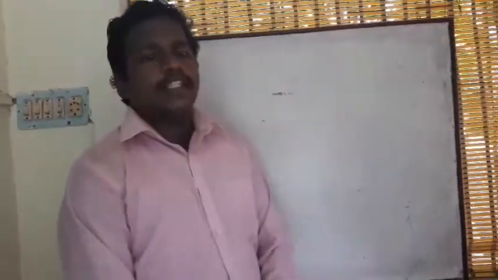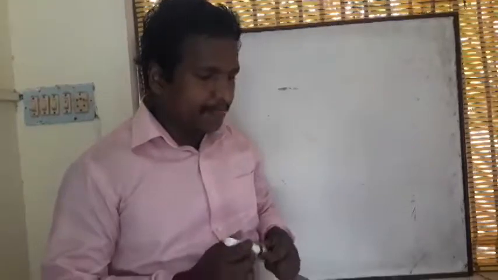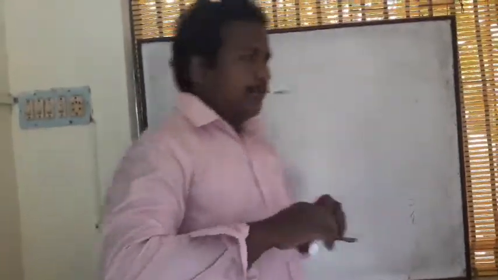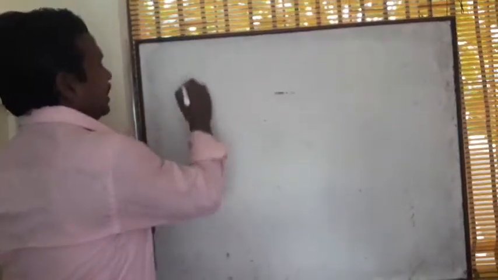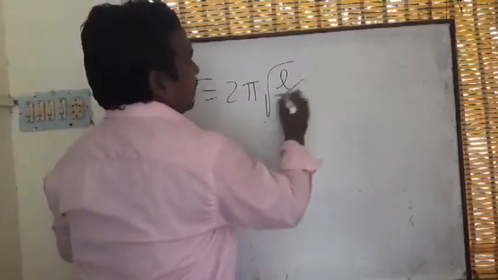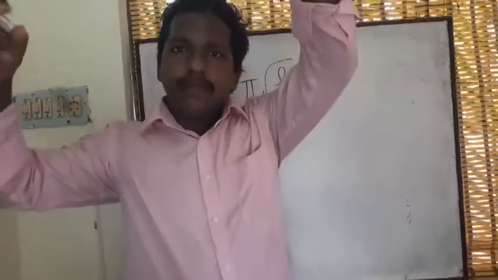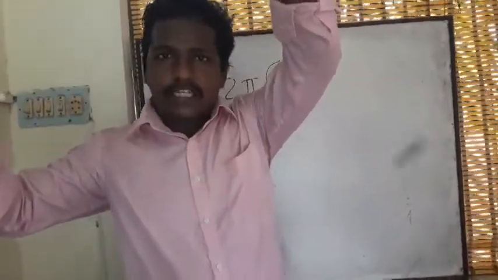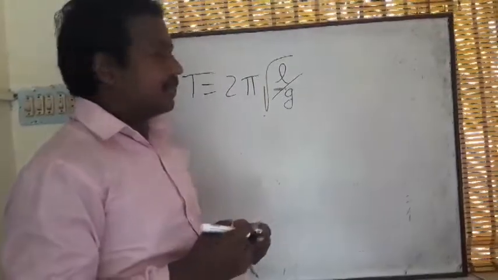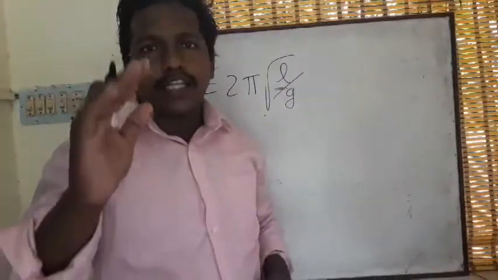Hello friends, in this video I am going to show you how to find the acceleration due to gravity. In a simple pendulum, the time period T is equal to 2 pi root of L by G. T is the time taken for one oscillation, L is the length of the pendulum, and G is the gravity. This video shows how to calculate the gravity.